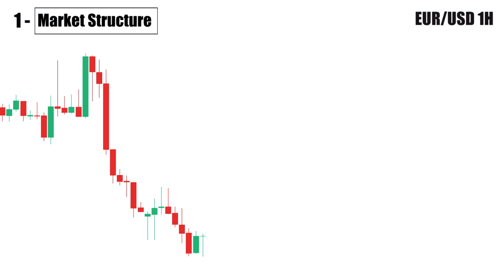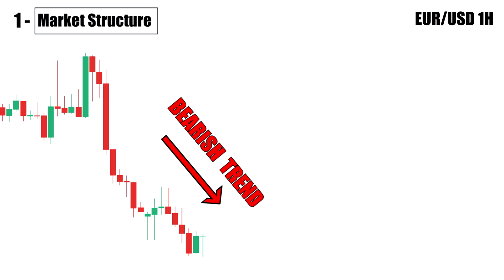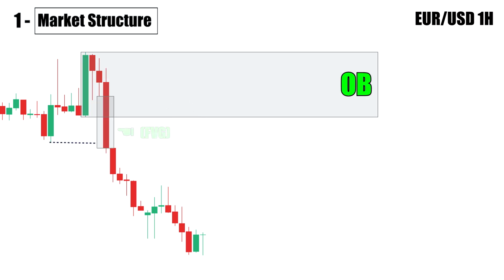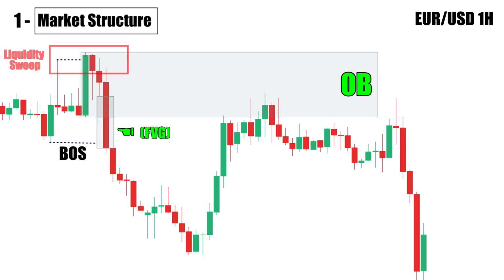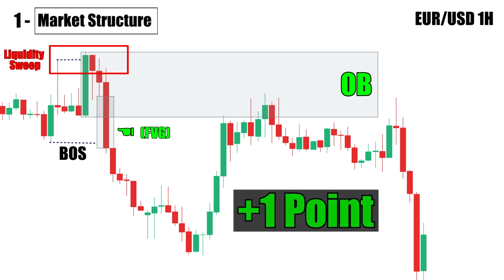Here on the Euro USD 1 hour chart, the market is clearly trending downward. We can identify an order block that caused an inefficient move and a clear break of structure. That already makes it a solid setup. But here's what makes it even more interesting. The initial move that started this entire leg was a liquidity sweep. That tells us smart money likely stepped in at the start. So we give this setup plus 1 point as a high probability trading opportunity.